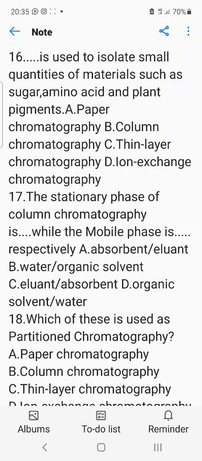Number 17. The stationary phase of column chromatography is dash, while the mobile phase is dash, respectively. Take note of the word respectively. Is it absorbent and eluent, water and inorganic, eluent and absorbent, or organic solvent and water? The stationary phase of column chromatography is usually an absorbent, while the mobile phase is eluent. So the answer is A.